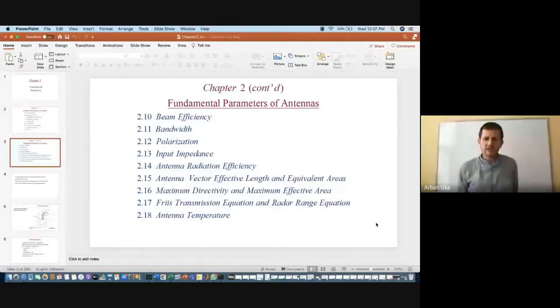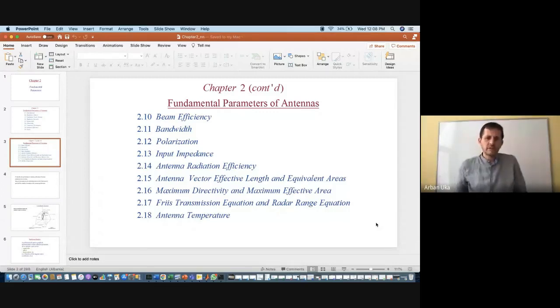which we have seen the, maximum effective area. We have the antenna vector effective length, equivalent areas. So these topics 2.15, 2.16, we have the antenna radiation efficiency, input impedance. Now, regarding the impedance, we're not going to focus much on it in the final, okay? We've solved a couple of examples, but we may not pay complete focus on this aspect, which is 2.13.